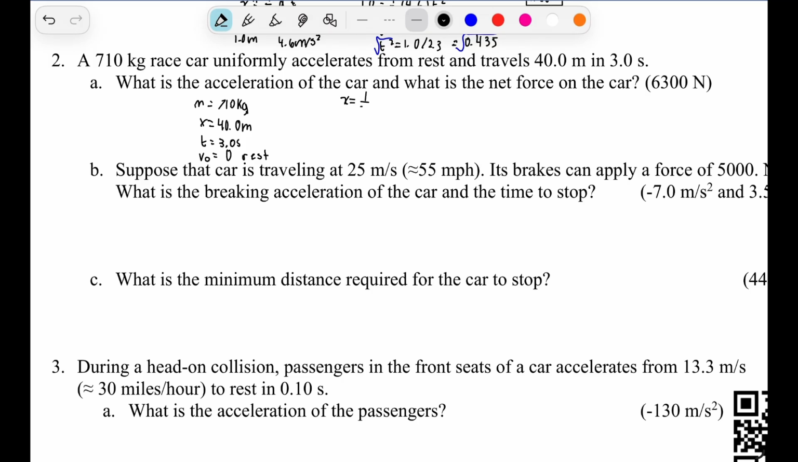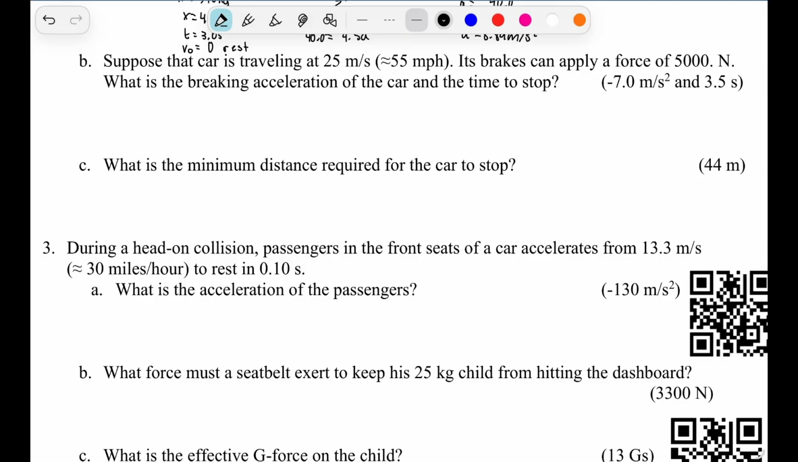X is equal to 1/2 a t squared, which is going to be 40.0 is equal to 1/2 a times 3.0 squared, which is equal to 1/2 a times 9. So this is equal to 4.5 a. 40.0, a is going to equal 40.0 divided by 4.5. A is going to equal 8.89 meters per second squared.